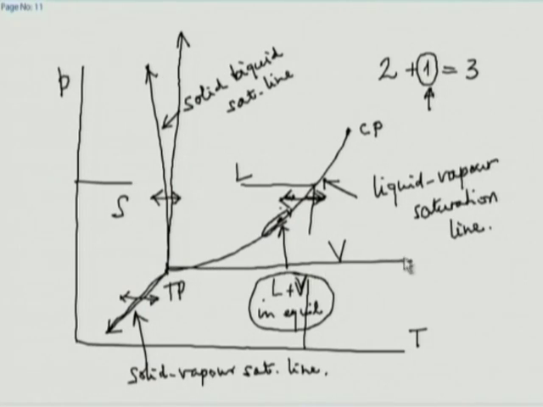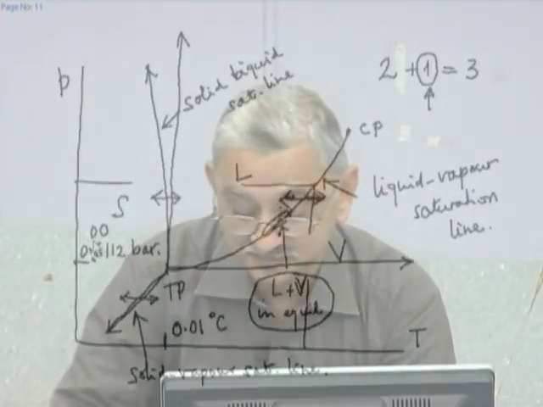Pressure from triple point to higher values and temperature from triple point temperature to higher values. Again, one should notice and remember that the temperature of the triple point for ordinary water substance is 0.01 degrees C. The pressure at the triple point is 0.006112 bar. I forgot those two zeros.